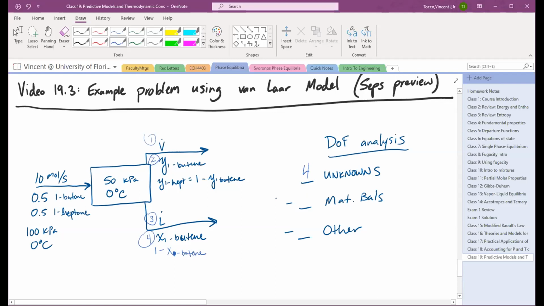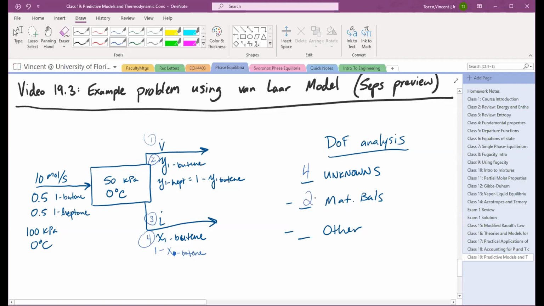How many material balances do I have for this system? Well, remember from material and energy balances that you can write one material balance for each component in the system. So because this is a binary system of butene and heptane, I have 2 material balances.